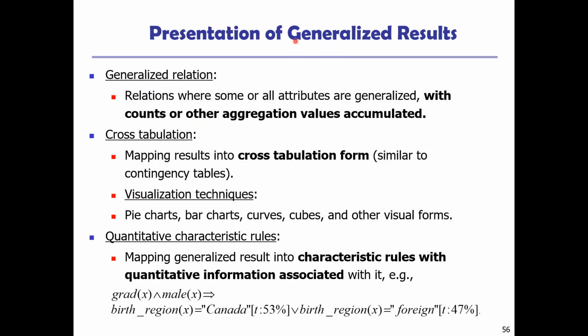The data can be presented in various forms. One form is rule-based representation. So here, if we have grad X and male X, it means that the birth region of X equals Canada, 53%, and birth region of X equals foreign, 47%.